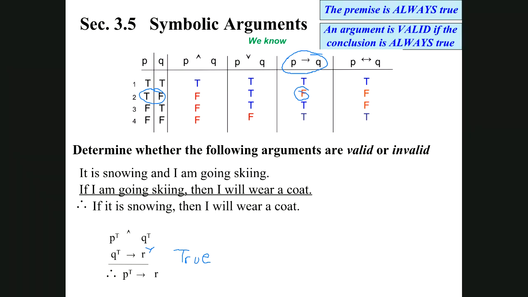I have that a little neater here. R is true. And we look at our conclusion. It says, therefore, if true, then true. That's a true statement. Our conclusion is always true. Therefore, we know this is a valid argument.